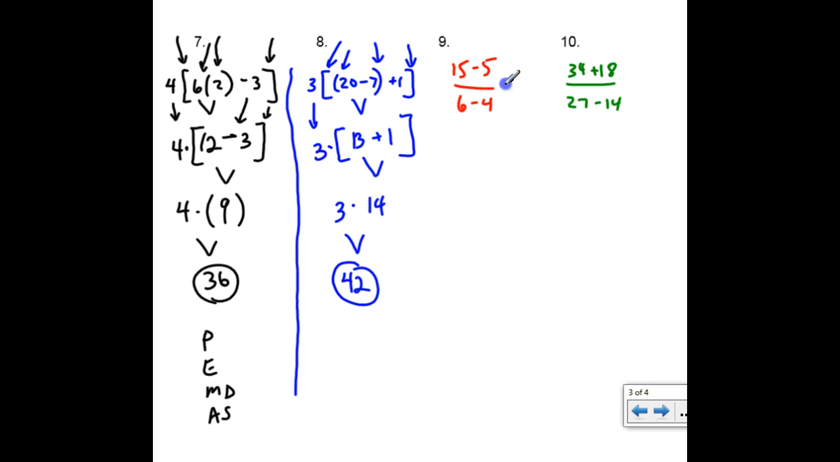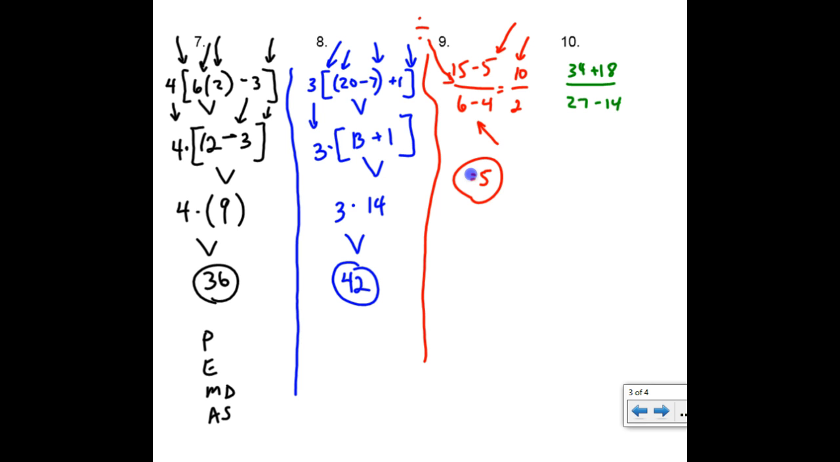I'll tell you what, I'll do number 9 here, and then I'll leave number 10 for you to try. When you see something like this in number 9, you have to evaluate the top, and you have to evaluate the bottom before you do this division. So if I evaluate this 15 minus 5, that's 10. And the 6 minus 4 is 2. So what you have here is 10 divided by 2, which is 5. So there you go. That's 1 through 10.